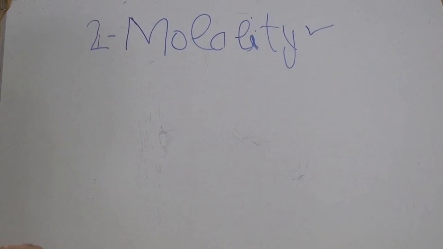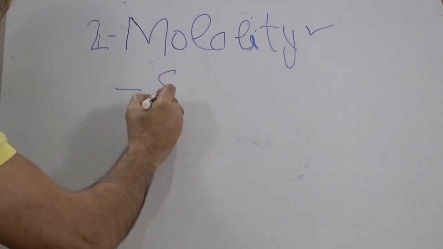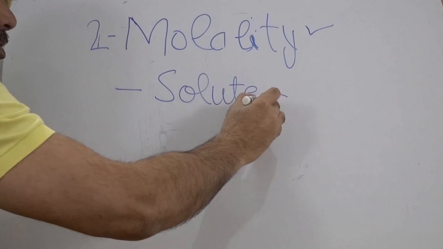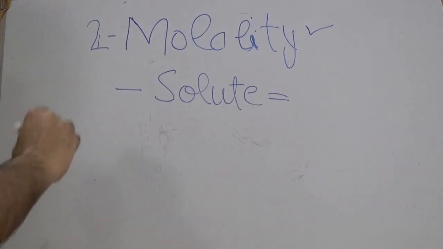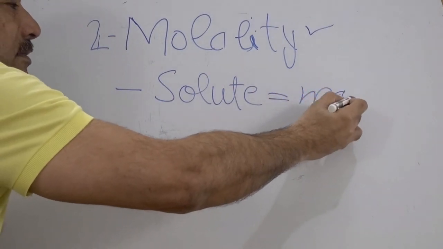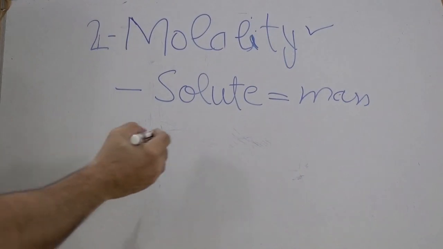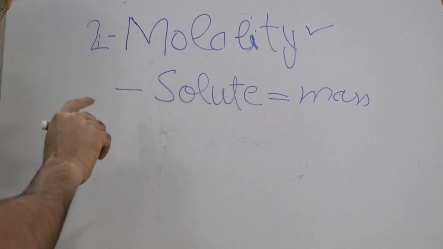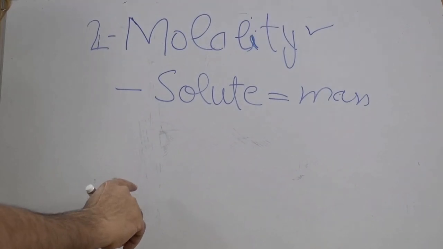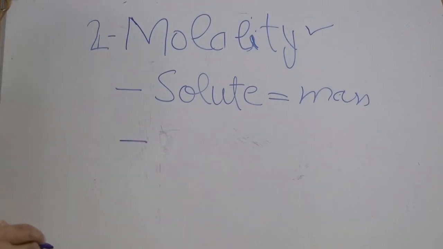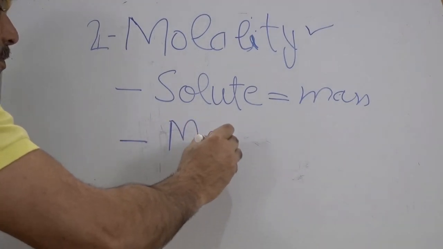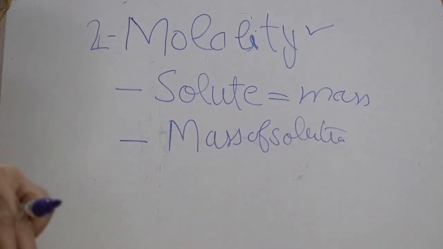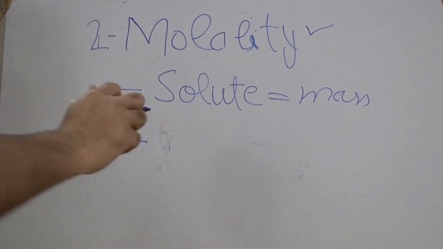Next is number 2, molality. Here what we measure, we take solute in what? Same as it was in molarity, means we have to measure its mass so that we can find out the number of moles, because to calculate molality we have to find out the number of moles of the solute, that is same as it was in molarity. Difference is where in molarity we take the mass of the solution. Means here solute as well as solvent.